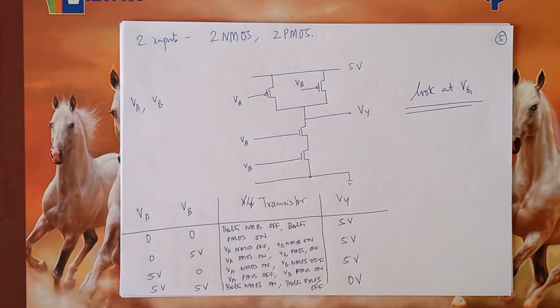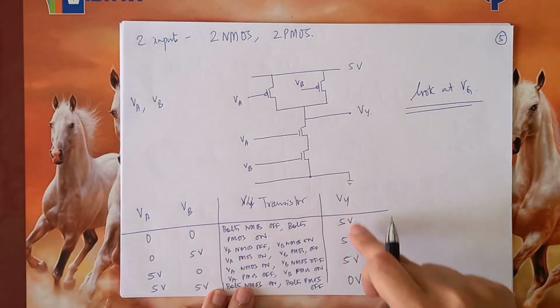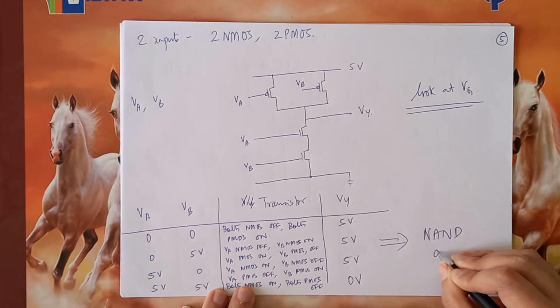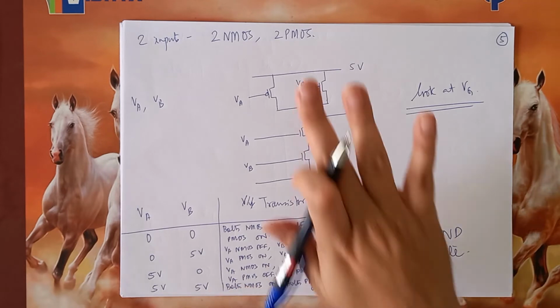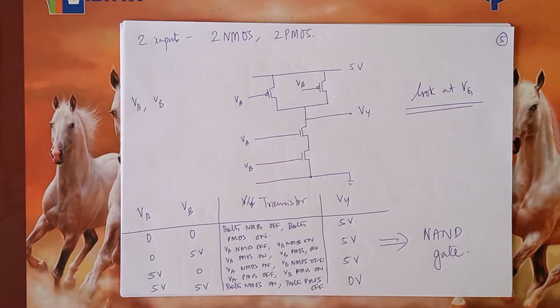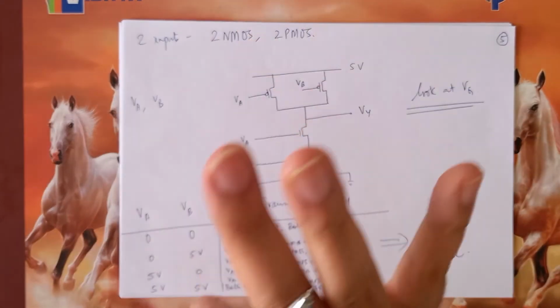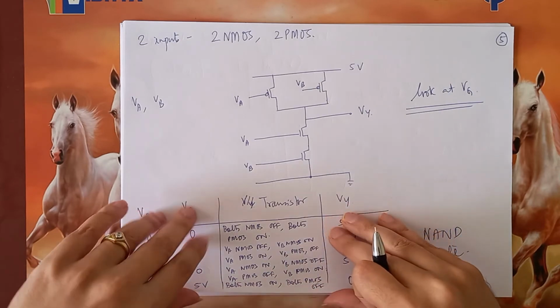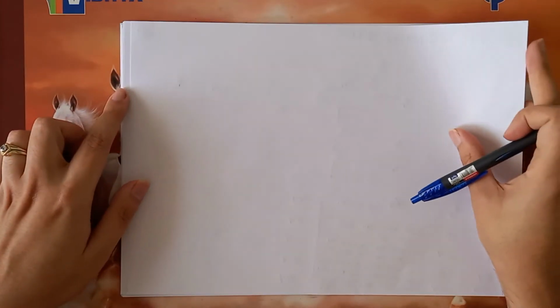Now, does this truth table remind you of something? 1110? Yes. This is a NAND gate. So using 2 NMOSes and 2 PMOSes, we have made a NAND gate. We analyzed each of these input configurations by looking at which transistor is on and which is off. We are essentially treating the transistors like switches. Now, let us look at one more case.